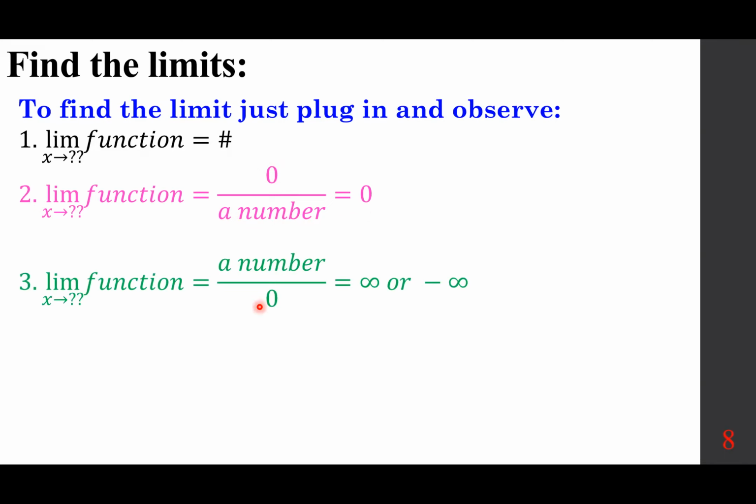If it gives you a number over zero, we used to say it's undefined, but the bottom line is it either approaches infinity or negative infinity. And there's a way we can figure it out. But a number over zero is not undefined anymore in calculus. It becomes either infinity or negative infinity.